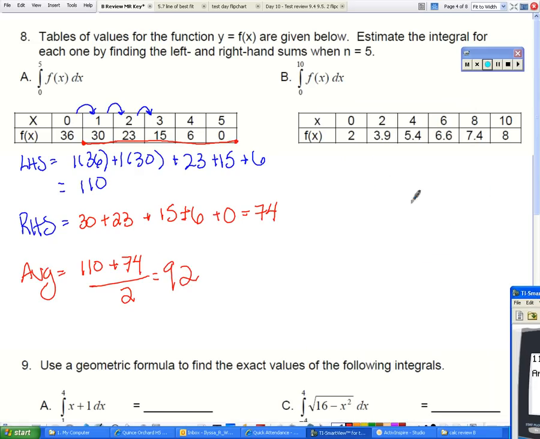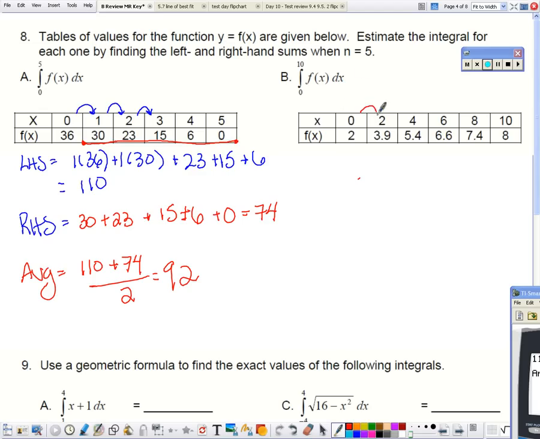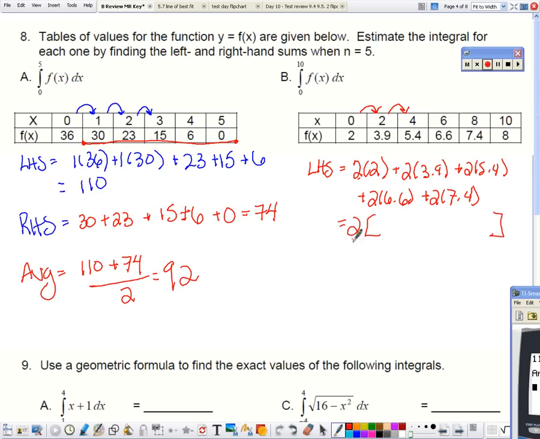We're going to do the same thing for B, except now I notice that each x is increasing by 2. So for my left-hand sum, it's 2 times 2 plus 2 times 3.9 plus 2 times 5.4 plus 2 times 6.6 plus 2 times 7.4. If you were looking to save yourself some typing in the calculator, since every number is times 2, you could do 2 times the sum.